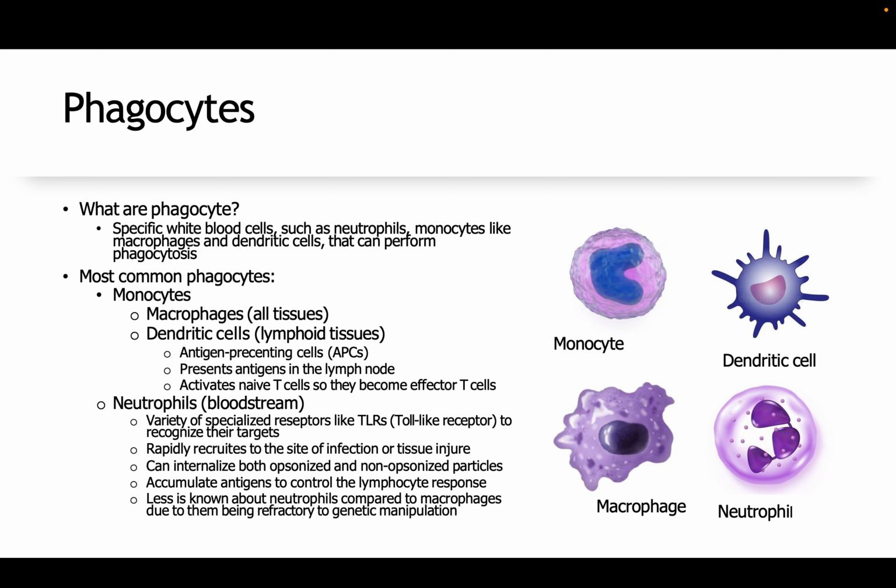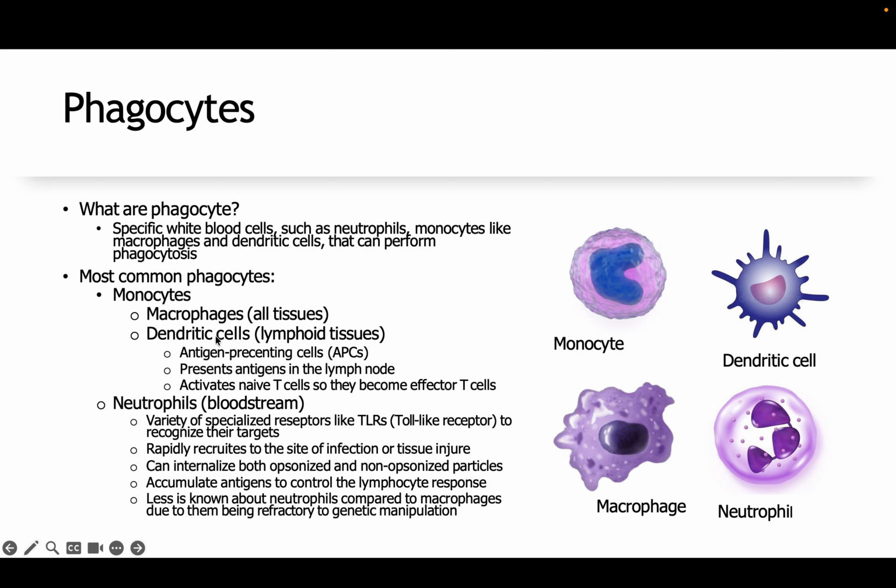So basically phagocytes, there's many different types. The most common types are monocytes, dendritic cells, macrophages, and neutrophils. These are your most common ones. Monocytes are basically smaller versions of macrophages. Usually monocytes tend to turn into macrophages a bit later on during their lifetime.